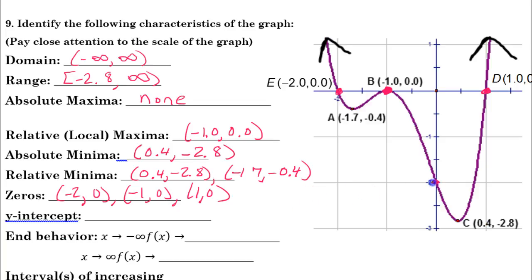Okay, we have a y-intercept right here at negative 2. So that's 0 comma negative 2.